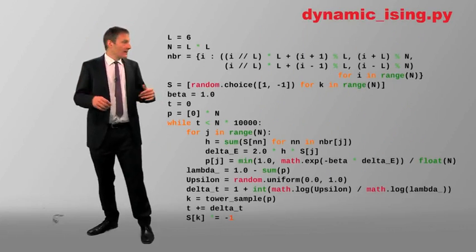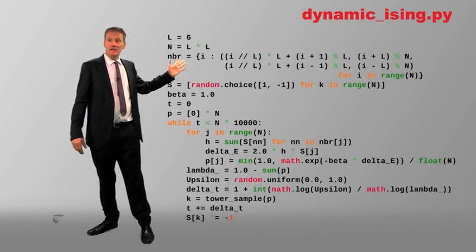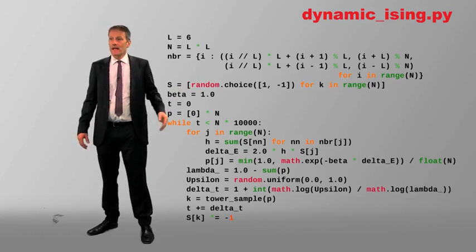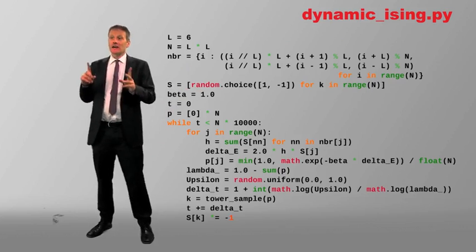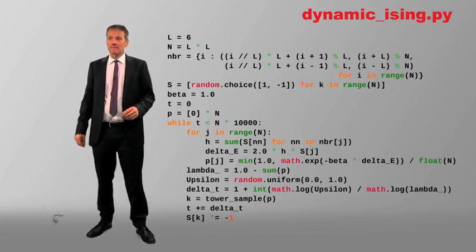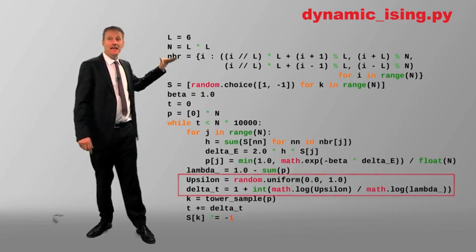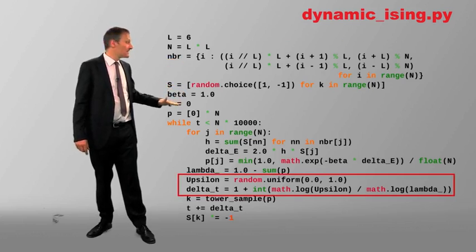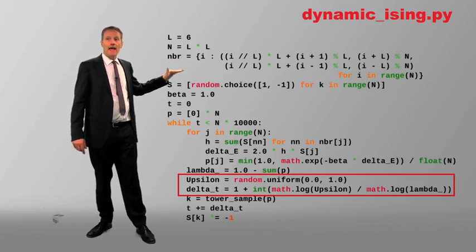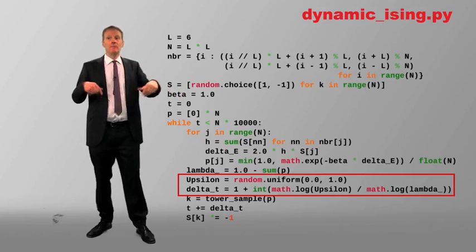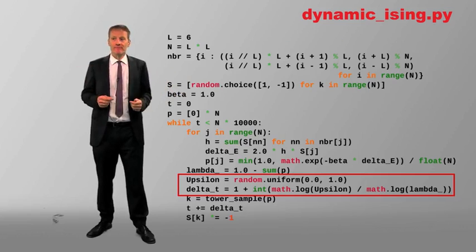In Python, this is implemented in this program, dynamicEasing.py. And you see that there are two tower samplings. The first tower sampling is in lambda. It is from 0 to 1. And it computes after which time we accept a new spin flip.